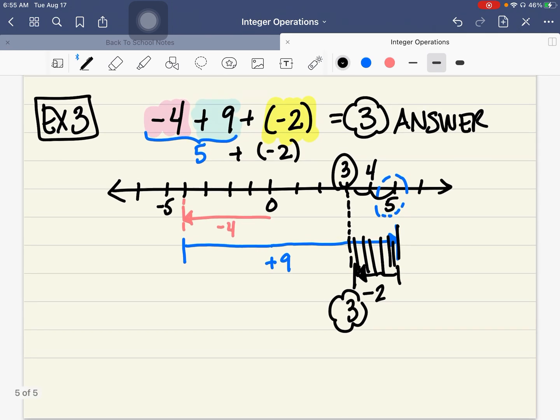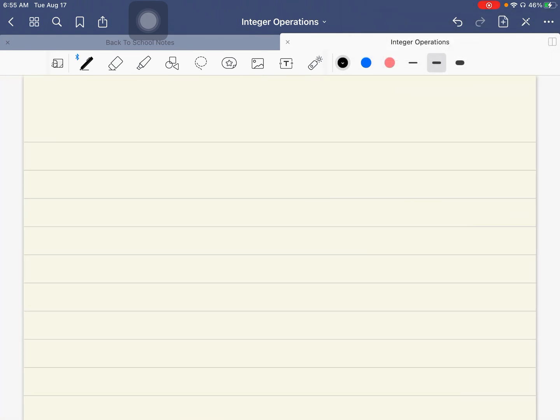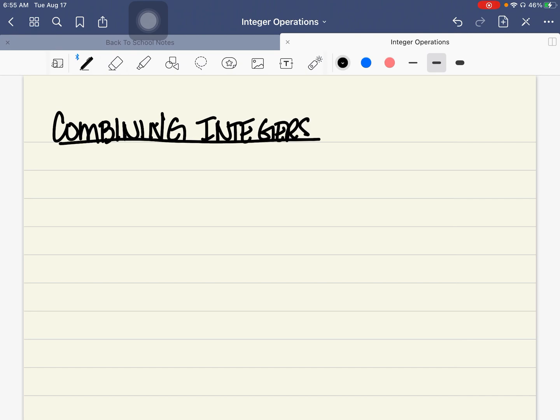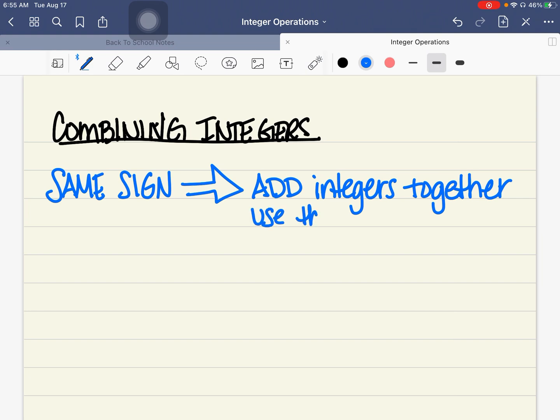Okay, so just to sum things up, when we're combining integers, if they have the same sign, we're going to add the integers together, and then use the sign of the numbers.